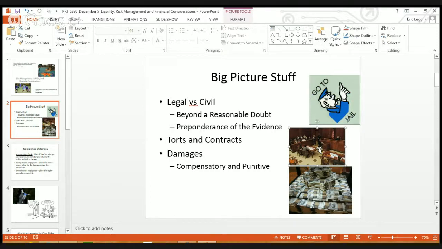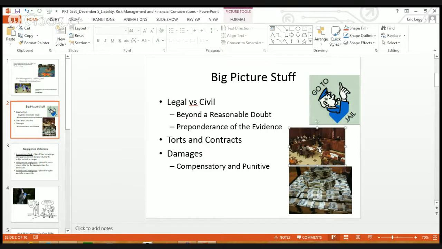For our purposes, we're mostly concerned with civil cases here. In that realm, we talk generally about two types. One is a tort, and the other is contracts. A tort is a civil wrong done against another person that caused them some sort of harm. And with a contract, we're just talking about violations of contracts.